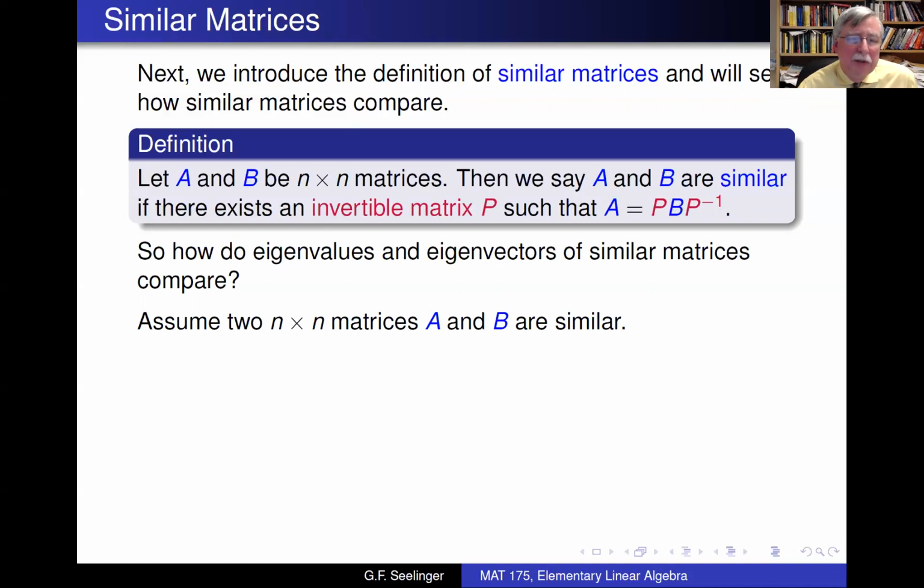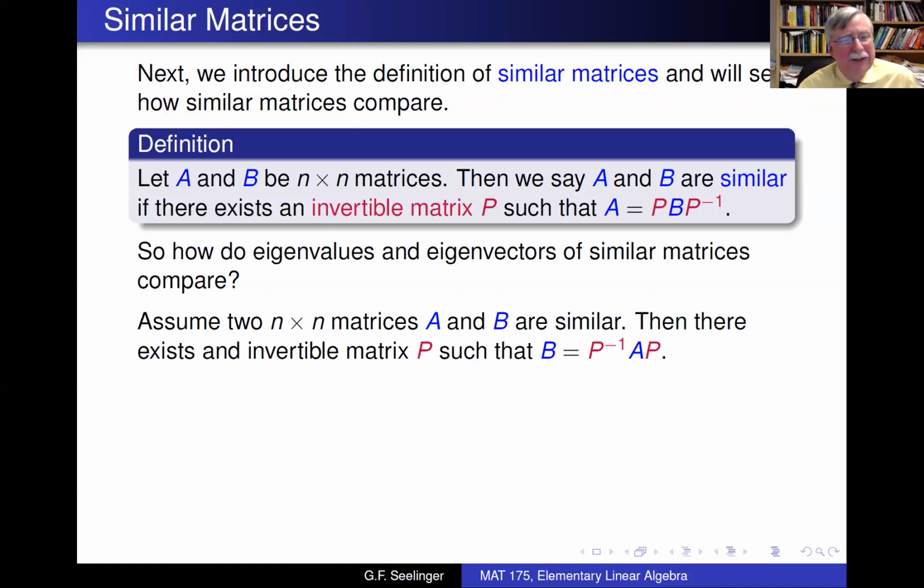If two matrices A and B are similar, by definition there exists an invertible matrix P. I wrote it this way: B is equal to P inverse A P. Notice that's the same thing, because I can multiply both sides by P inverse on the left, and then multiply by P on the right. Again, matrix multiplication is not commutative, so I have to write it as P inverse A P. So I get this equation from this one.